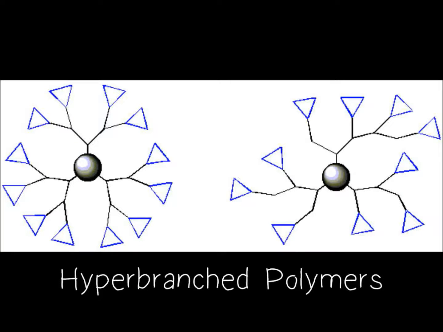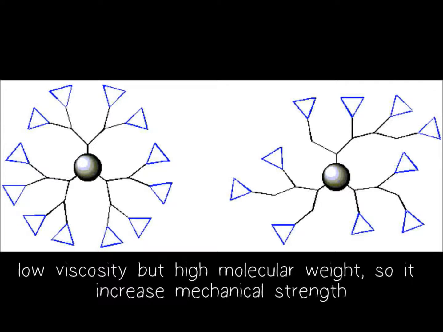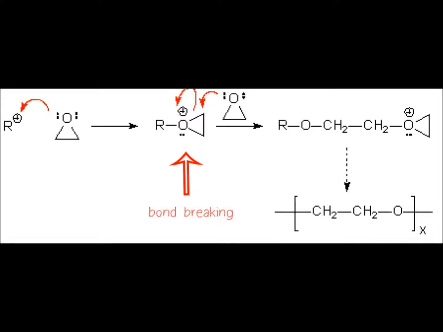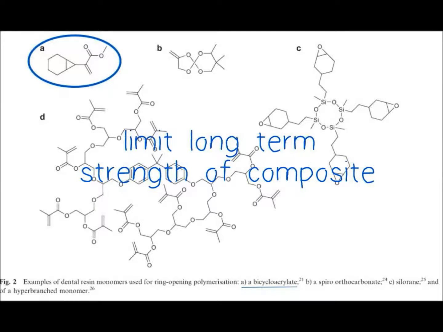2. Hyperbranched polymers have been used as a solution to shrinkage and viscosity problems since they have low viscosity, low shrinkage, and good mechanical strength. 3. The use of ring opening polymerization reduces shrinkage because this polymerization requires bond breaking for every new bond formation. New monomers are proposed to support this ring opening polymerization, but there is still another problem from one of the new monomers, which increases water uptake, therefore limiting the long-term strength of the composite.